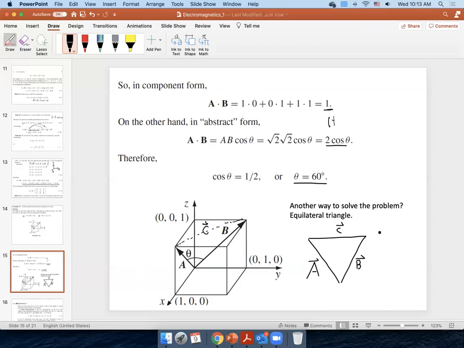So it's an equilateral triangle. For such a triangle, the lengths are the same and the angles are the same. And the angles equal 60 degrees. That's a feature of this equilateral triangle. So by using this geometric way, you can also figure out that the angle between A and B, A and C, B and C, they are all 60 degrees. So using this way, you can also solve the problem. Maybe you have more different ways to solve this problem, but in the textbook, it just wants you to practice the dot product in different forms, component form and abstract form.